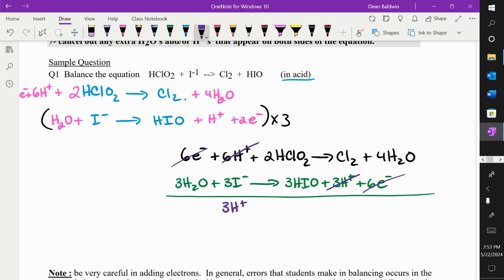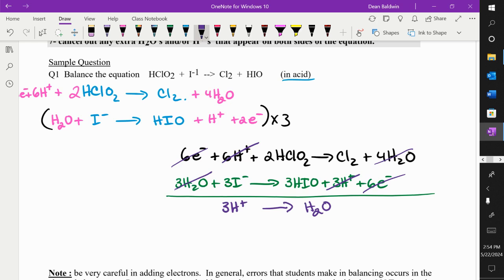What about the waters? I've got 3 waters on the left over here, 4 waters on the right over here. Which side is my water going to be on? It's going to be on the right-hand side because those 3 get wiped out and there's 1 left over here. So if I do an arrow, I've got 1 water molecule over here. Nothing else is going to cancel.